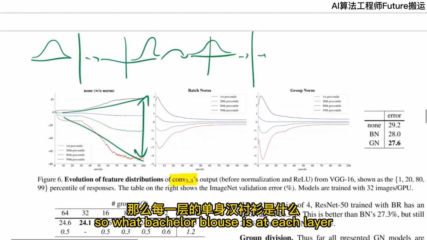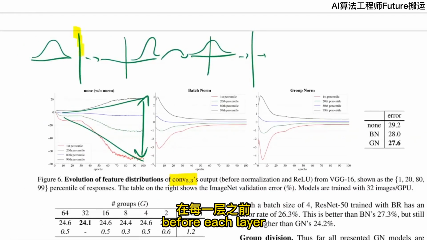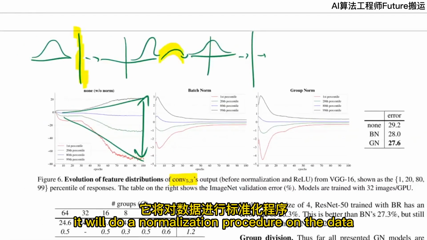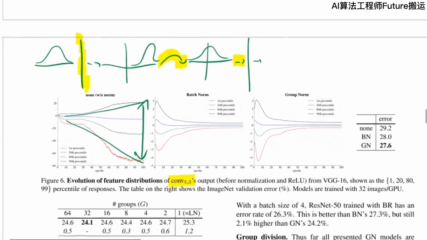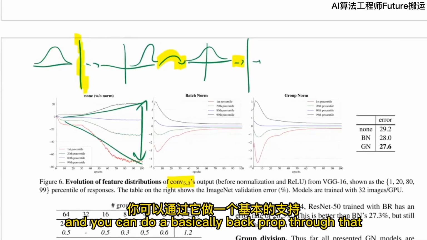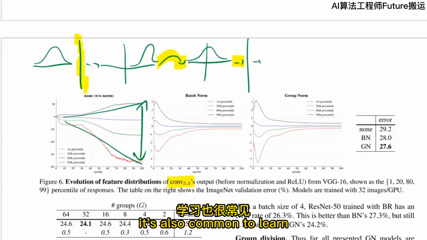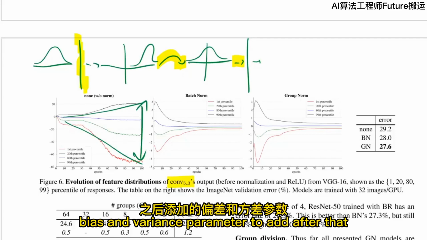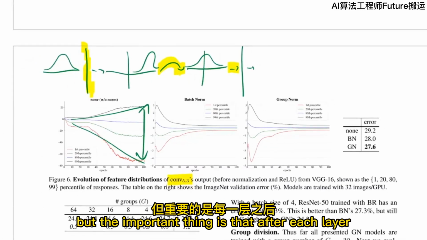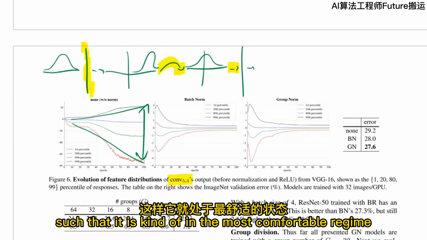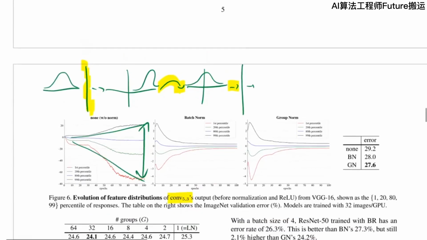So what batch norm does is at each layer, before each layer, it will do a normalization procedure on the data before giving it to the next layer. And you can do a basically backprop through that. It's also common to learn bias and variance parameter to add after that. But the important thing is that after each layer, the data is normalized such that it is kind of in the most comfortable regime. What's the problem?